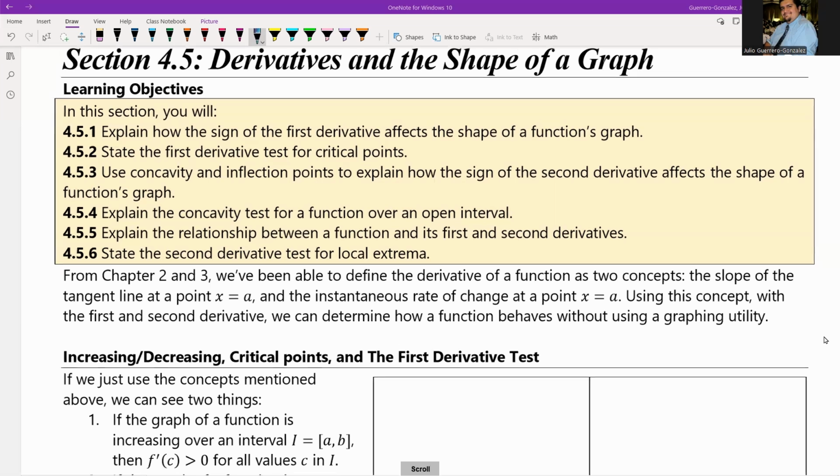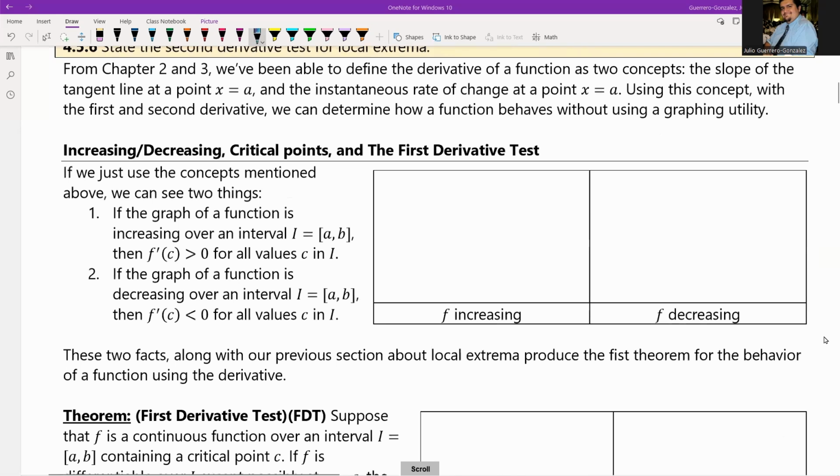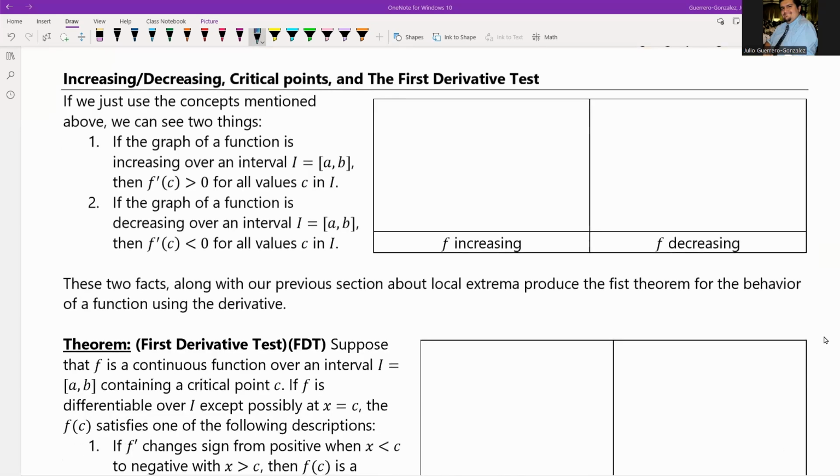Let me go ahead and get into the very first thing. It's going to be a little bit of a review for the derivative for critical points. So it's going to deal with increasing, decreasing, critical points, and the culminating bit for this first portion is the first derivative test. We know what something looks like if it's increasing, if it's decreasing, and what a critical point is. So let me cover a couple things before we move on.